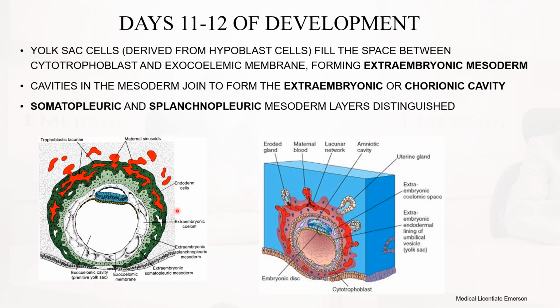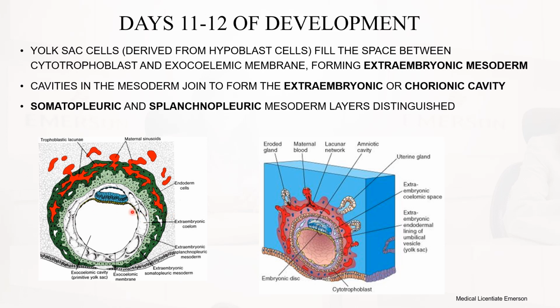So number one, we say that the yolk sac, which is the exocoelomic cavity, is the primitive yolk sac, and it has cells, and those cells are derived from the hypoblasts. So the hypoblast is where we got the yolk sac cells from. They start filling in the space between the cytotrophoblasts and the exocoelomic membrane. So there is a space which was between the exocoelomic membrane and the cytotrophoblasts, and the hypoblast cells start to fill in that space.